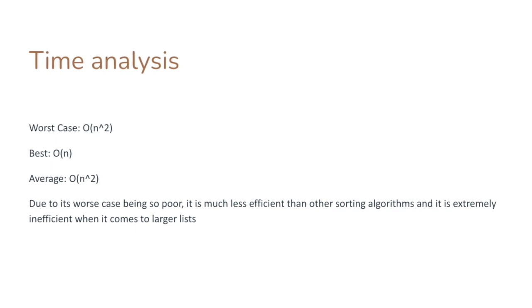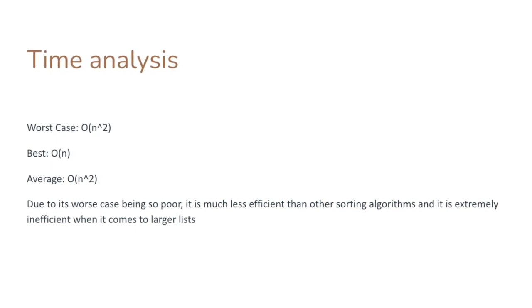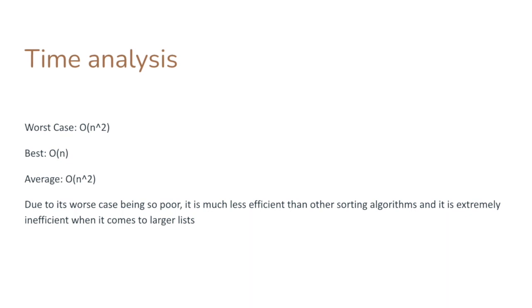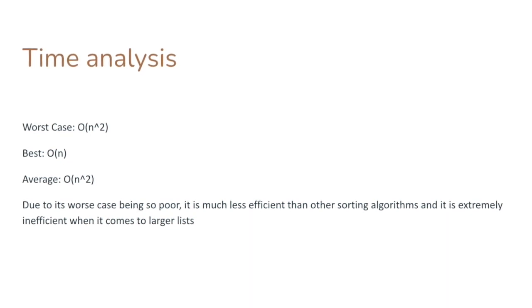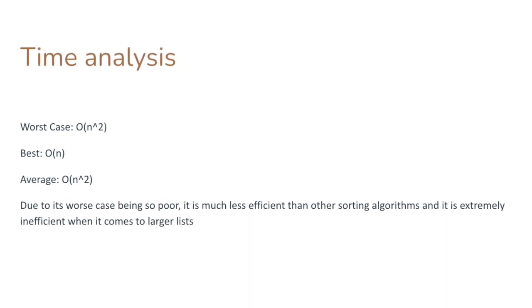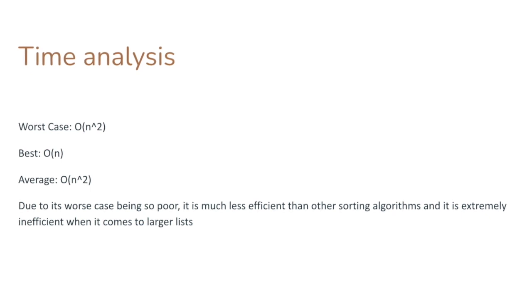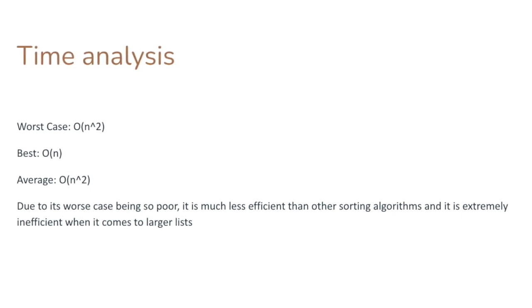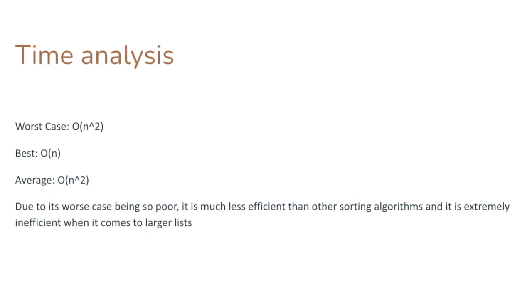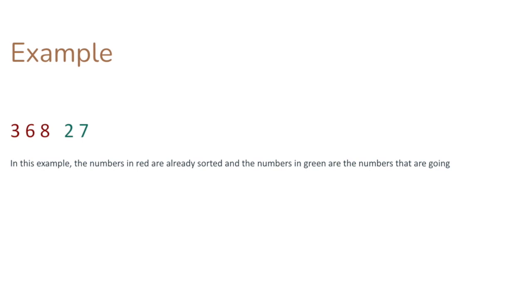Due to the worst case of this algorithm being so poor, O of n squared is not ideal. This type of algorithm is much less efficient than other sorting algorithms, and it's extremely inefficient when it comes to bigger lists. It can result in taking a lot of time to sort a very long list using this method. Now we'll look at an example.